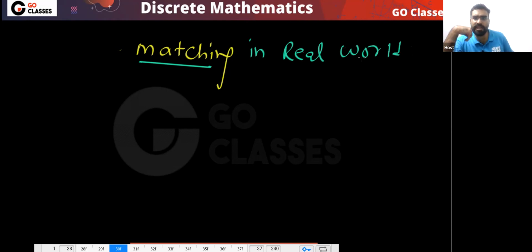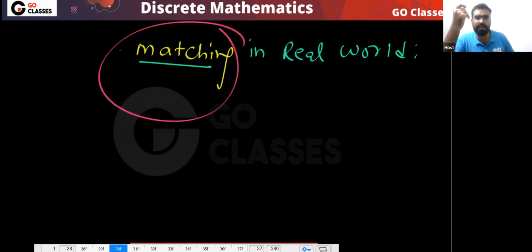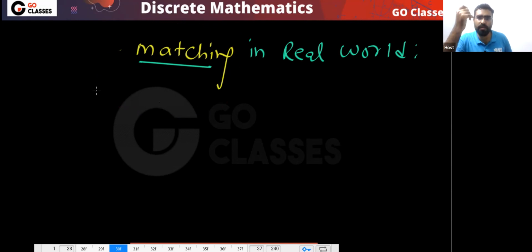On the matrimonial sites, right? Yes or no? On the matrimonial sites, for marriage. This concept is actually useful in marriage. There is a marriage problem. Once you go to MTech and take the algorithm course, for example in IISc Bangalore, the first concept they will teach you is matching. Why? Because the first algorithm they will take is the marriage problem.